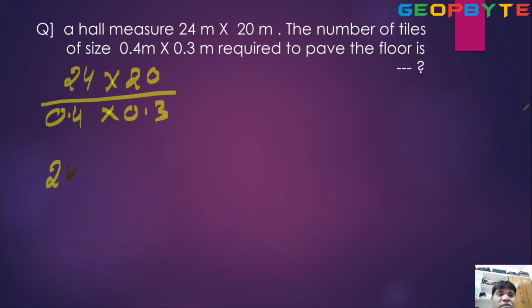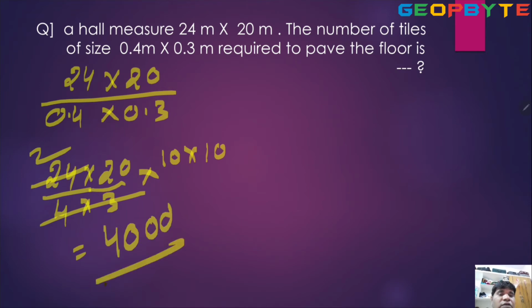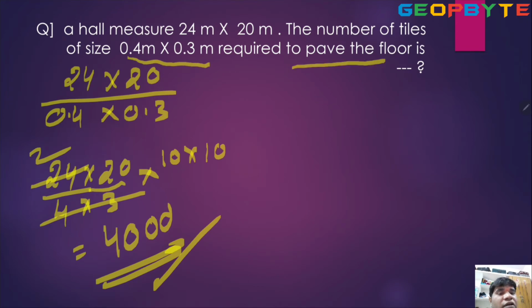So 24 into 20, 4 into 3. Multiplication by divided by 10, here also divided by 10. That 10 becomes a numerator. 10 into 10. 4 3s are 12. 12 2s are. So what is the answer? 2 2s 4. 3 zeros. So 4,000. The number of tiles of size 0.4 meter, 0.3 required to pave the floor is 4,000 pieces.